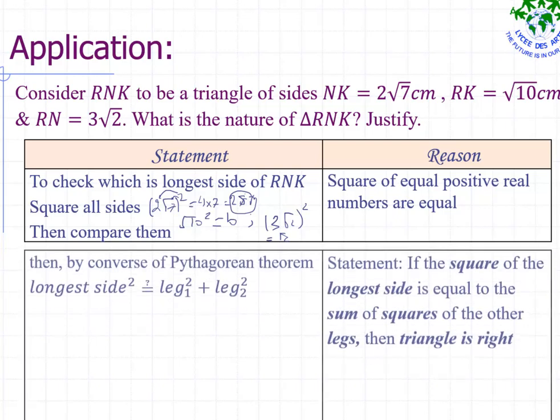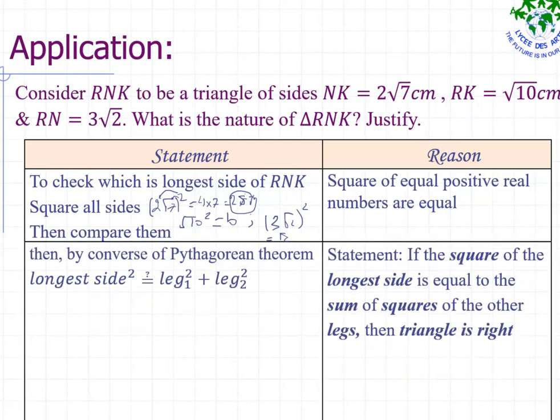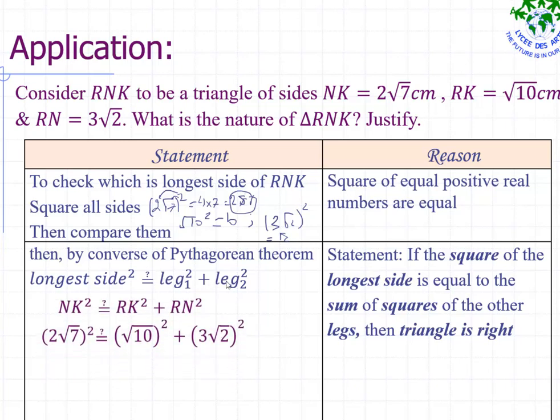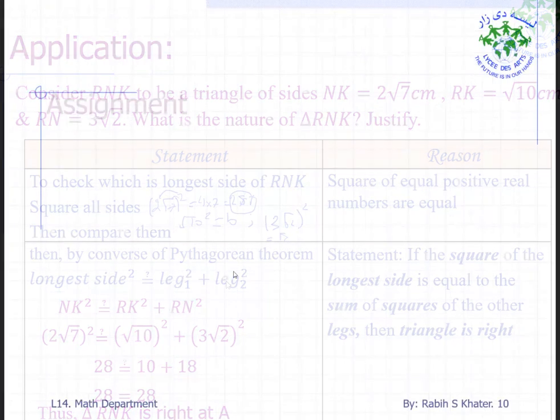Now, let's start by converse of Pythagoras theorem. Again, don't forget to write the statement and the formula. Longest side squared, is it equal to leg 1 squared plus leg 2 squared? Now replace: NK squared, is it equal to RK squared plus RN squared? Replace the values. Yes, 28, is it equal to 10 plus 18? We already found this. Yes, they are equal. Thus, triangle is right at R.